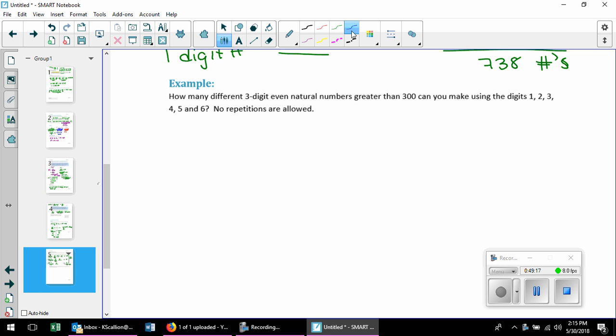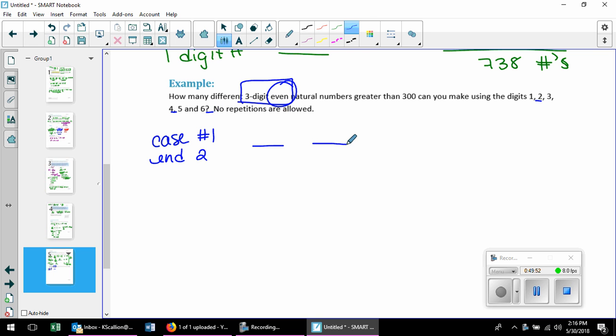Okay, so here's the thing. 3 digits. So all my cases are going to be 3 digits. But then it says even. 3-digit even. Case number 1. So I only have these 6 numbers. So what can it end in to be even? 2, 4, and 6. So how many cases do I have? 3. So this one's going to end in 2.